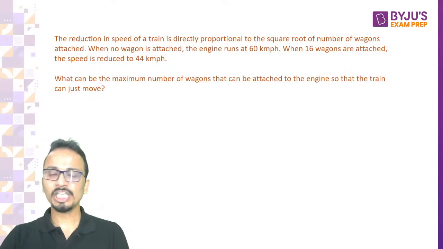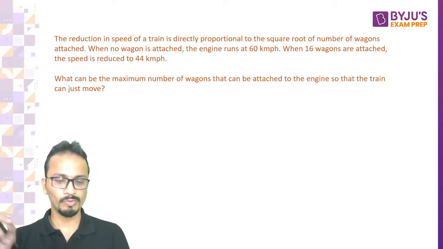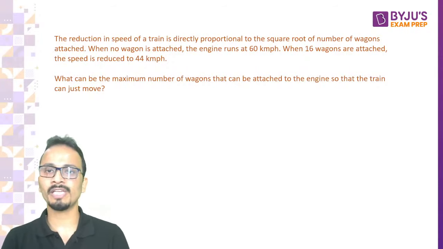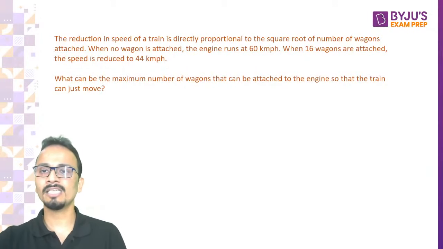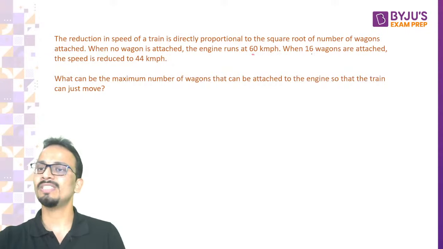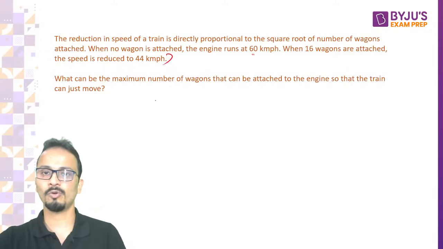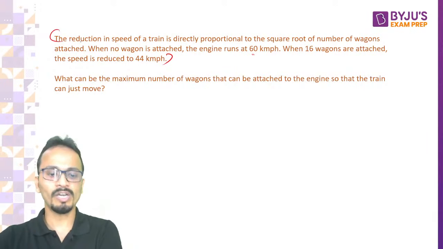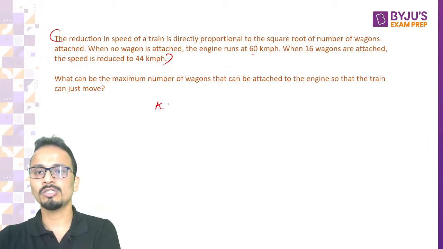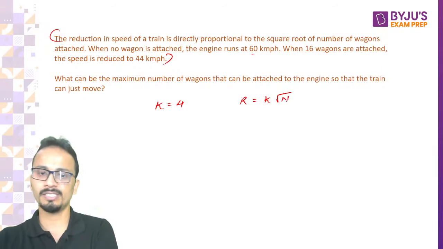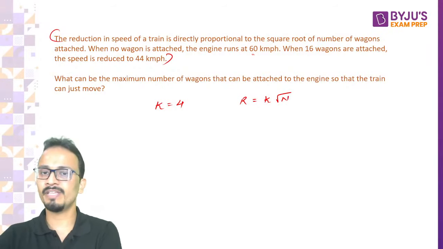Now the initial information is absolutely same, which says reduction in speed is directly proportional to the square root of the number of wagons attached. When no wagons are attached, the engine runs at 60. When 16 wagons are attached, the speed is reduced to 44. Okay. So with this information, what we had done earlier was we got the value of k. So the relation was, reduction in speed was k times under root of number of wagons. Okay. So we were already given this portion.